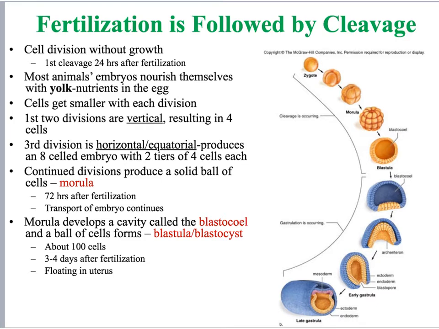Okay, so we have cleavage, these divisions without growth. Cells get smaller with each division. The first 2 divisions are vertical, resulting in 4 cells. Well, first it's a 2 cell, then a 4 cell. The third division is horizontal and produces an 8-celled embryo with 2 tiers of 4 cells each. And eventually, after about 3 days, continued divisions produce a solid ball of cells, which we call a morula. Morula means little berry, which I think is cute. It's a great name, little berry.